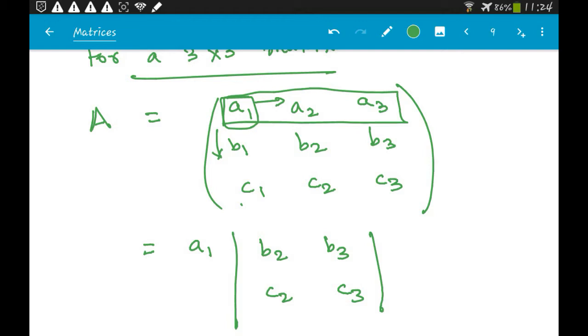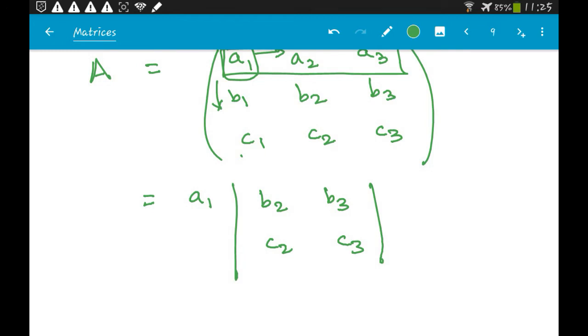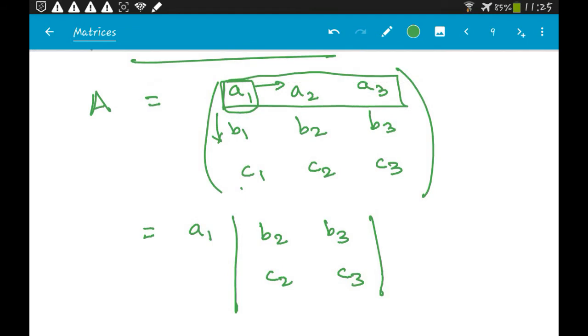So we have a square matrix B2, B3 and C2, C3. We know how to do the determinant for this square matrix. Okay, so we'll do that later. Then you go to the next element in that row. The next element in that row is A2, and again you have to leave this row and you have to leave the column.